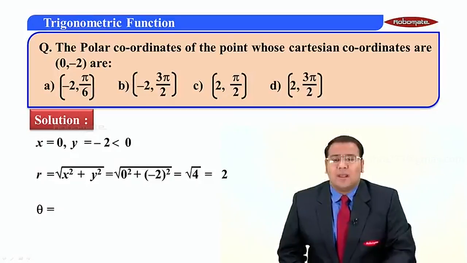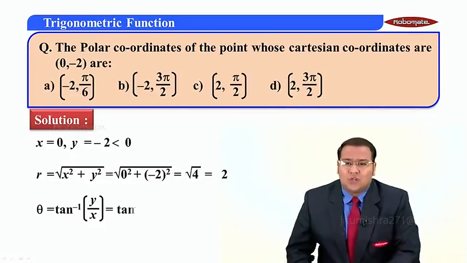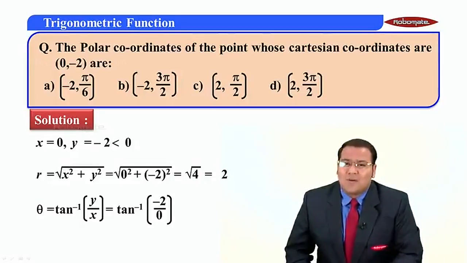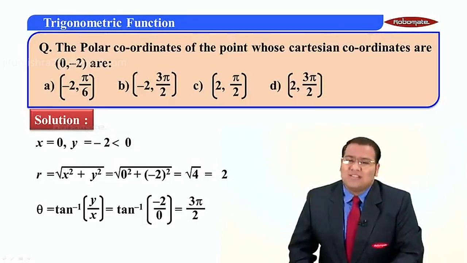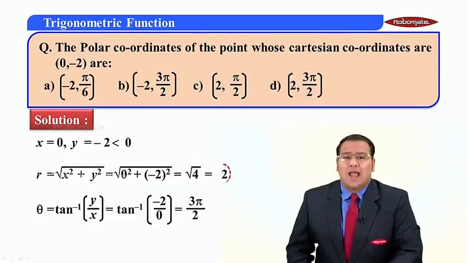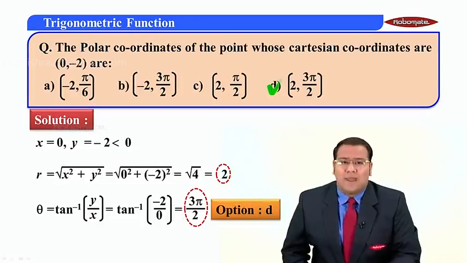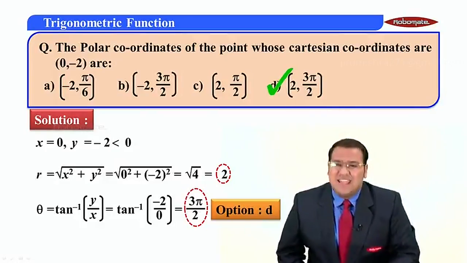Therefore, the answer which you would get is root of 4, which is nothing but plus 2. Similarly, theta is nothing but tan inverse of y by x. That is nothing but tan inverse of minus 2 by 0, which is in the third quadrant and has to be 3 pi by 2. And hence, the values are 2 and 3 pi by 2, which is option D.